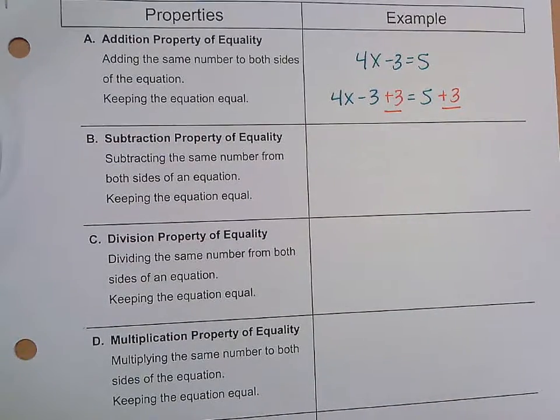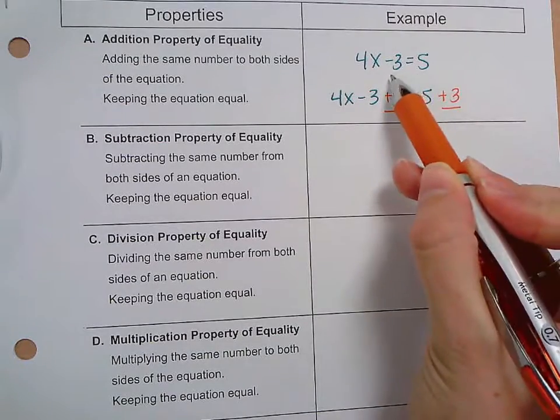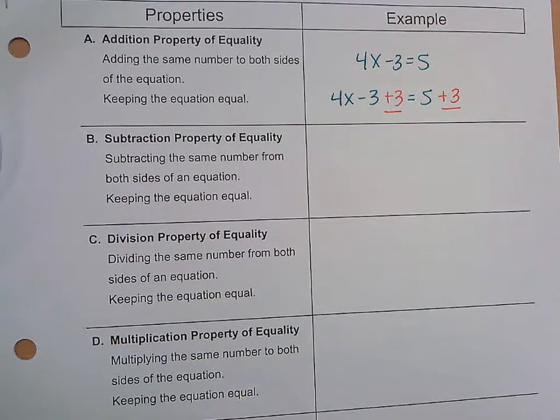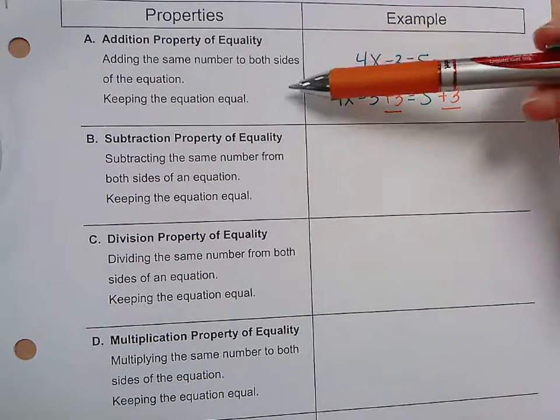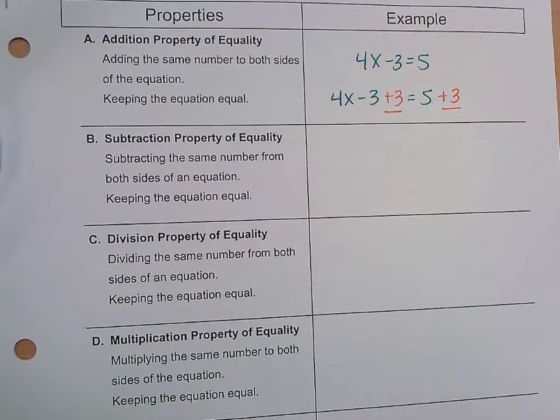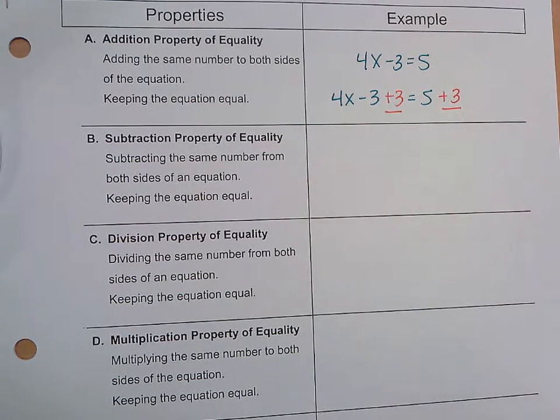So adding, that may not be how you write it. You probably would just write it underneath plus 3, but adding the same number or quantity, because you can also use addition property of equality with segments or angles. So adding the same number, quantity, value to both sides of an equation keeps the equation true. That's the addition property of equality.